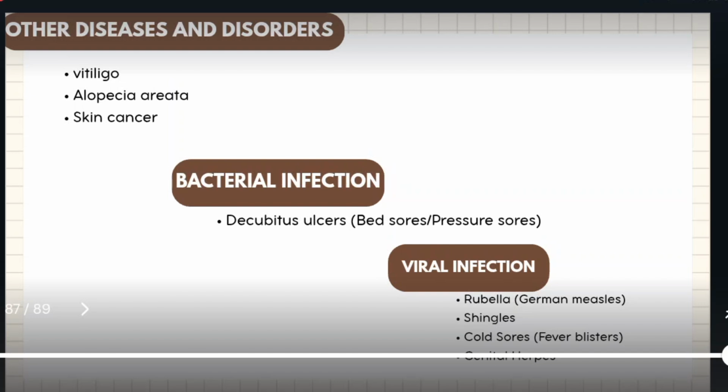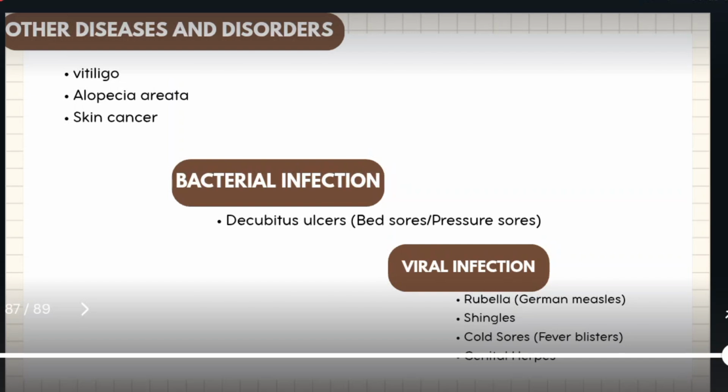In bacterial infection, we have bed sores or decubitus ulcers. They are painful sores that happen when someone lies in one position for too long. It mostly affects people who can't move much, like patients in bed or wheelchairs. In viral infection, we have German measles, shingles, fever blisters, and genital herpes.